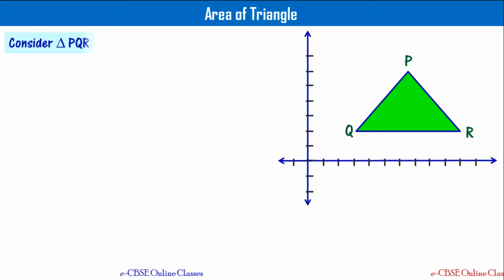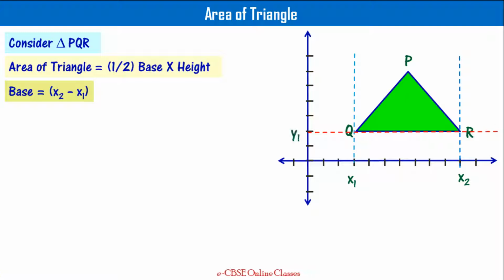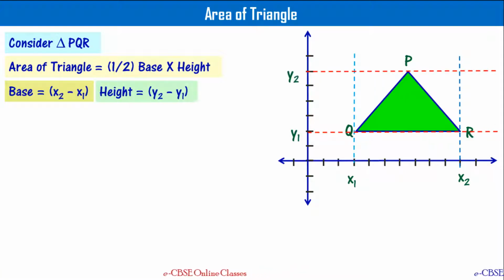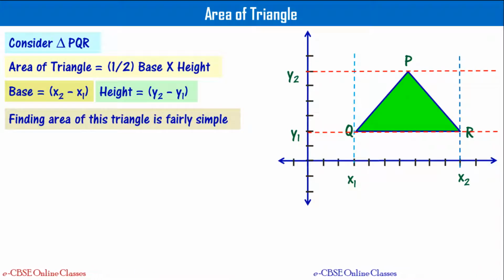Let's consider triangle PQR as shown in the figure. We know that area of triangle equal to half base times height. For this particular triangle, base is going to be x2 minus x1 and height is y2 minus y1. When you have such a simpler case, finding area of a triangle is fairly easy.